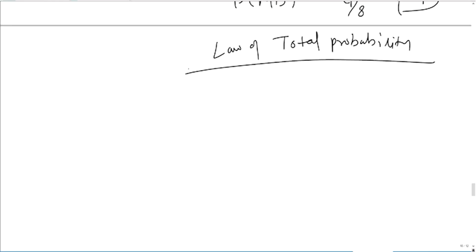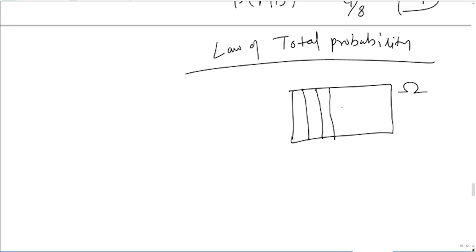All right. Now there is another very interesting and useful concept, which is the law of total probability. Let us say this square rectangle represents your sample space omega. This rectangle represents your sample space omega. And there are multiple events, basically subsets of the sample space. We call subsets the events. Let's say there are multiple events E1, E2, E3.